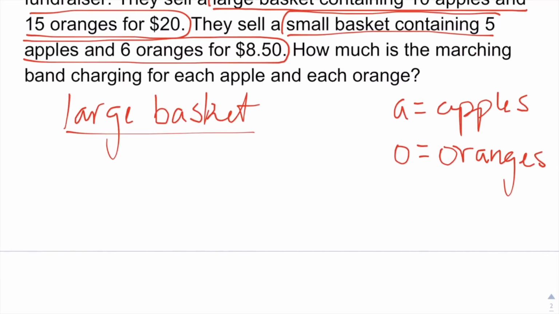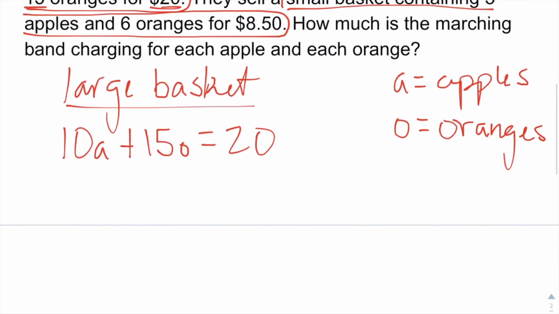So we're going to write the large basket equation out. 10 apples, so 10A, plus 15O equals 20. You see how I did that? 10 apples plus 15 oranges equals 20. 10 apples, 15 oranges, 20. Same thing for the small basket.